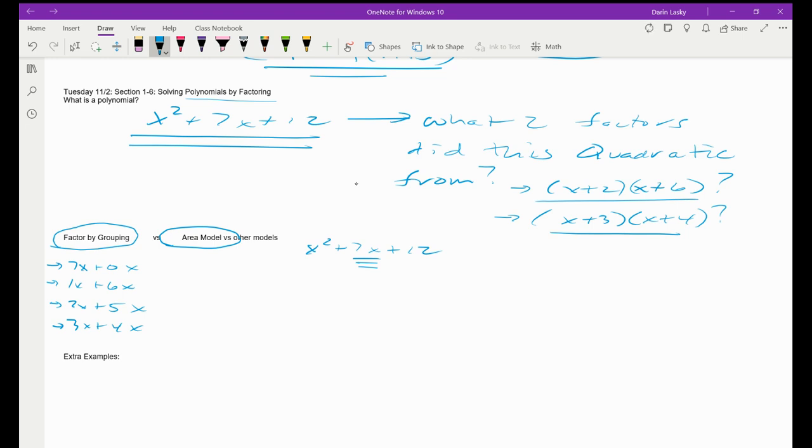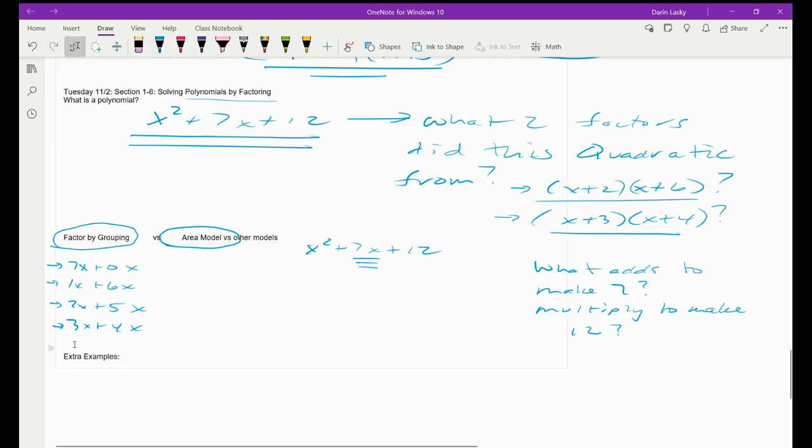So my question to you is, and there's two questions we can write. We can write, what adds to make 7, and multiplies to make 12. Those two things have to happen, okay? Or we can reverse that idea.